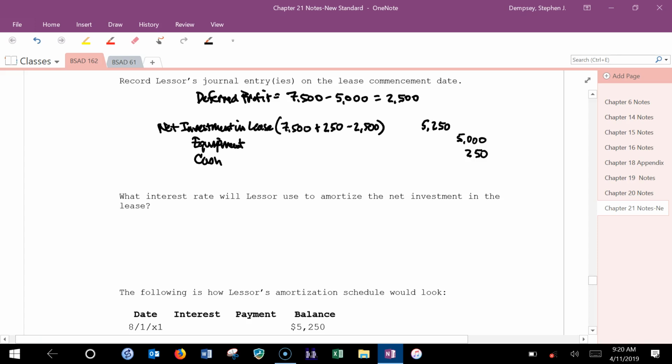So what interest rate will the lessor use to amortize the net investment of the lease? That's including the initial direct cost, and you've taken that profit out of there. So our net investment in the lease is small. It's $5,250 relative to the value of the asset. So watch what happens here. We know that if we're figuring out what the interest rate is, we're going to amortize that net investment in the lease, or lease receivable.